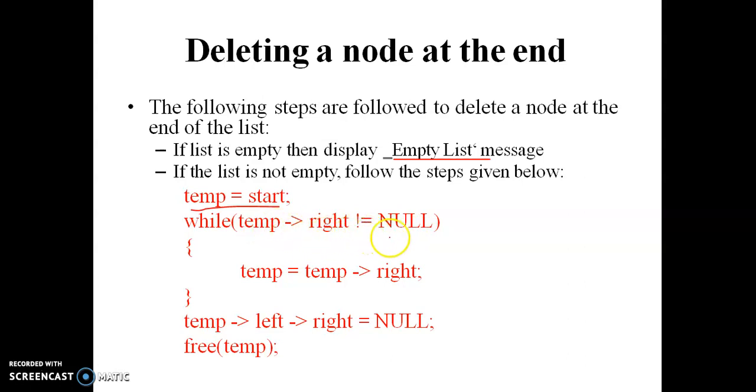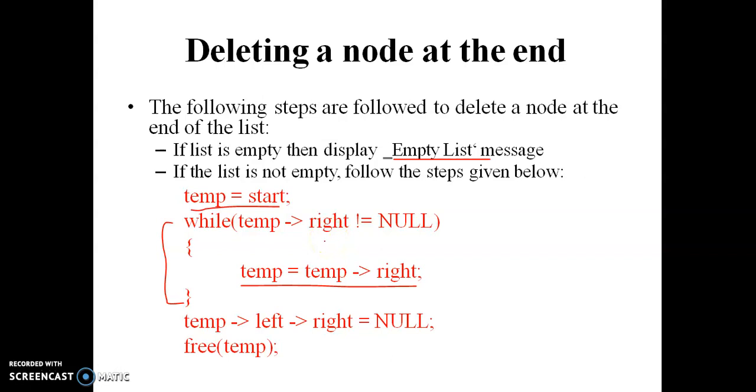We will move from one node to another node. Whenever the right reaches null, we'll stop this while loop and go outside the loop. Whenever you stop at this while loop, you are at the previous node of the last node. So you are not checking temp not equal to null, you are checking temp of right not equal to null. That is, the current node's next node is null.